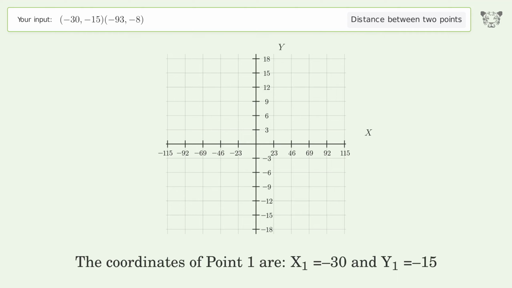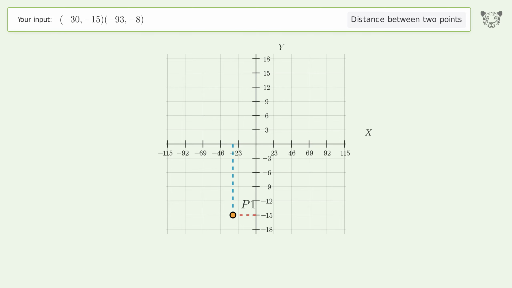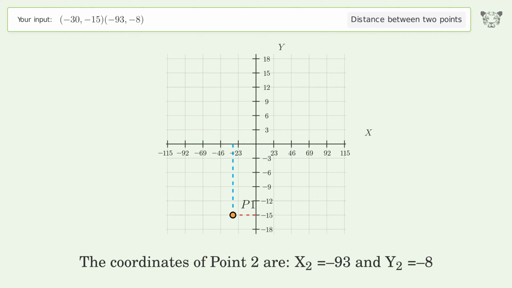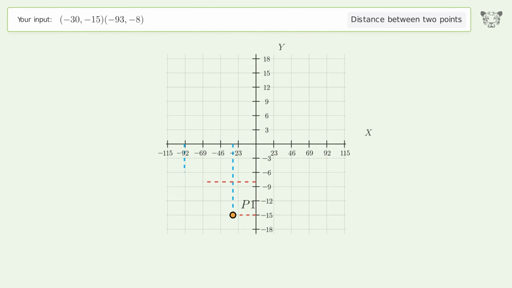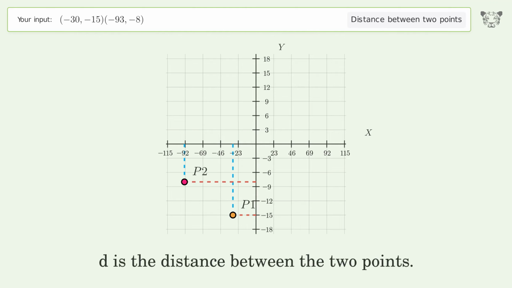The coordinates of point 1 are x1 equals -30 and y1 equals -15. The coordinates of point 2 are x2 equals -93 and y2 equals -8. D is the distance between the 2 points.